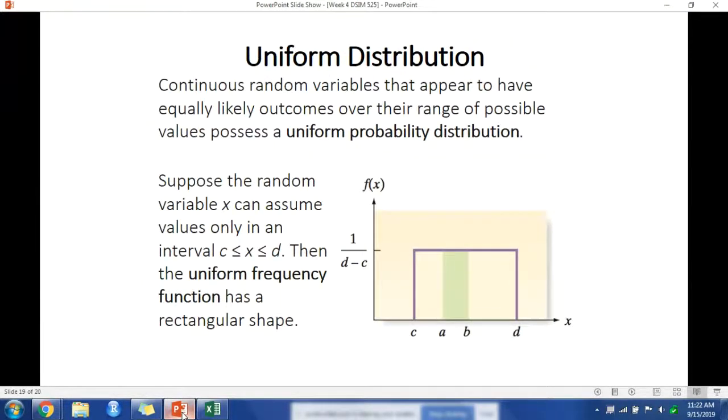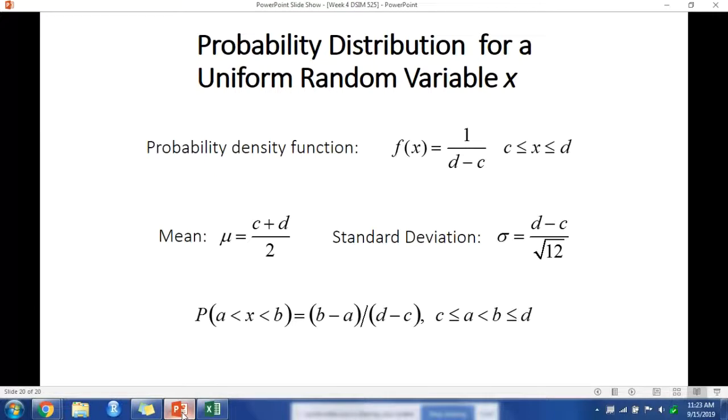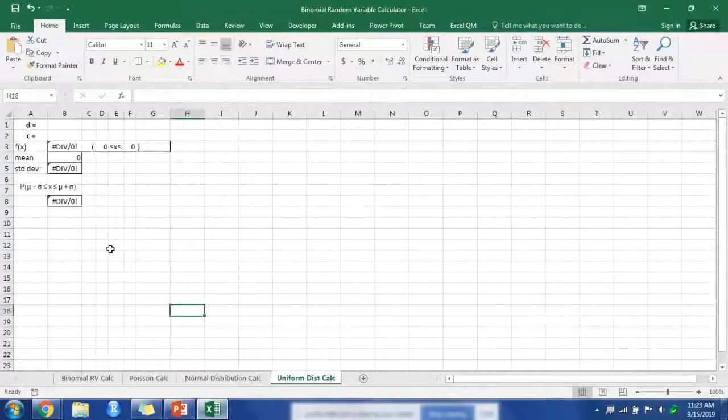The last distribution I want to discuss is called the uniform distribution, and it is a continuous distribution that has an equal likelihood of occurrence for each value. So in this distribution, we find the probability between 2 points, which is going to be the uniform frequency function. We can also calculate our summary statistics on this distribution, in particular the mean and standard deviation. And on the last tab, I have created a calculator to calculate that for you.